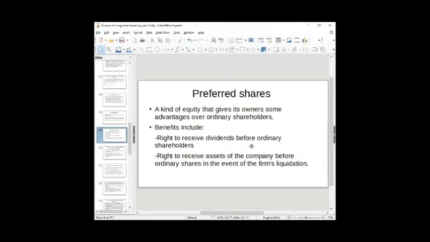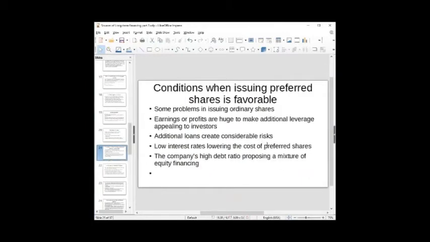The right to receive dividends before ordinary shareholders, and the right to receive assets of the company before ordinary shares in the event of the firm's liquidation. So that is, from the term itself, preferred rights on the dividends and on the assets of the company in the event of the firm's liquidation. Now, their condition when issuing preferred shares is favorable. There might be some problem in issuing ordinary shares, so the company resorted to opening up a new kind of equity or shares, and that is the preferred.